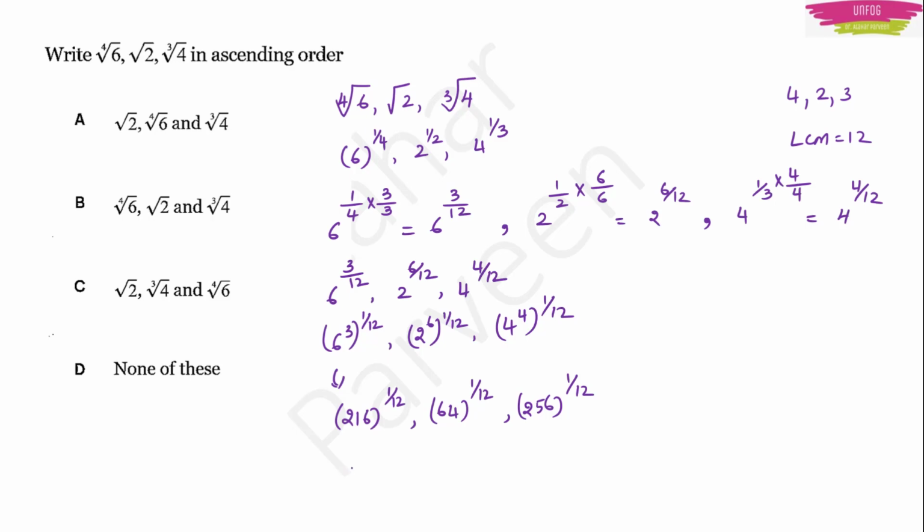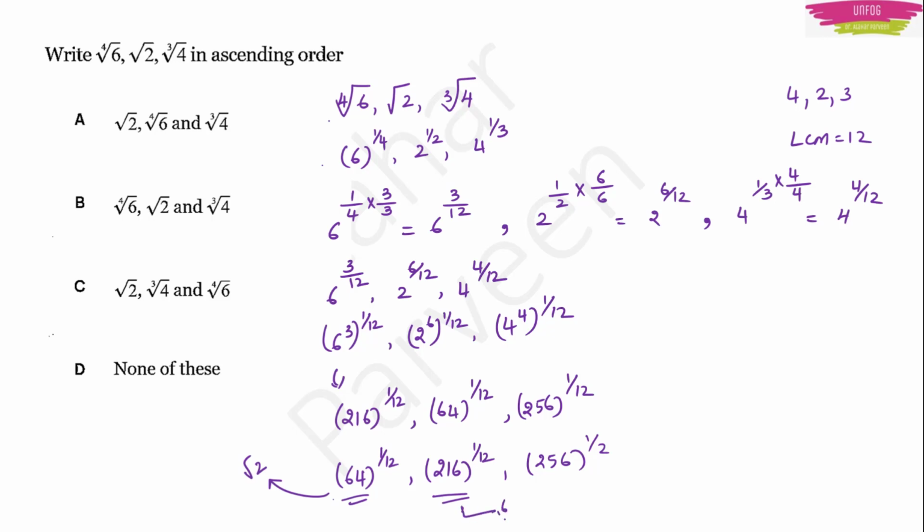Now I can easily write it in ascending order, right? It will be 64 whole to the power 1 by 12, next 216 whole to the power 1 by 12, next 256 whole to the power 1 by 12. So the first number came from the second number actually, root 2. So I have to see which is the correct answer. It should be either A or C. For the second number, you see 216 to the power 1 by 12, it came from the first number actually.